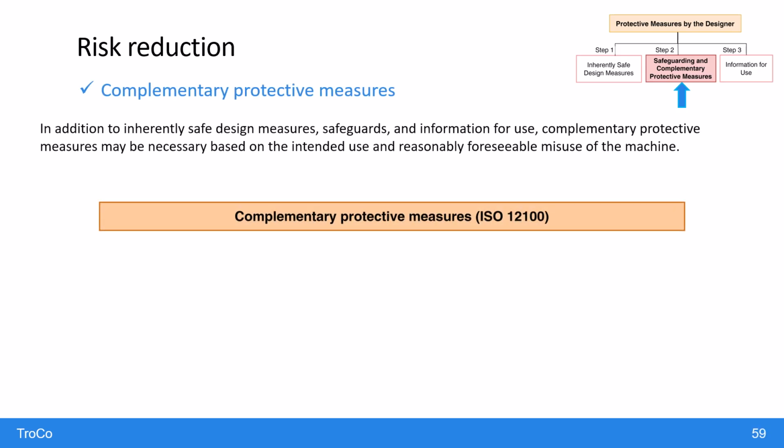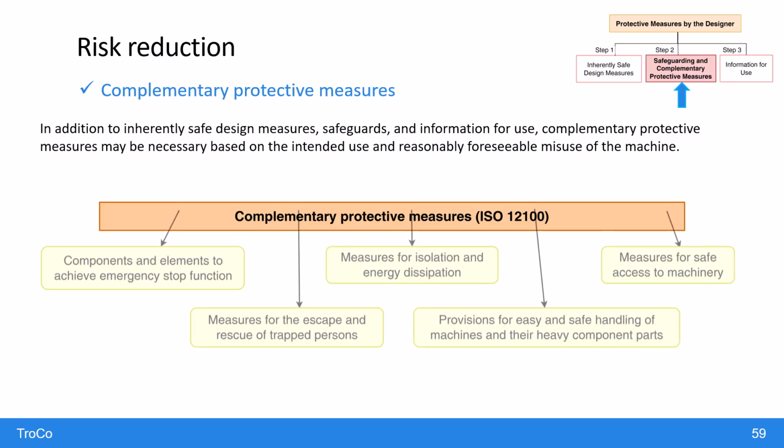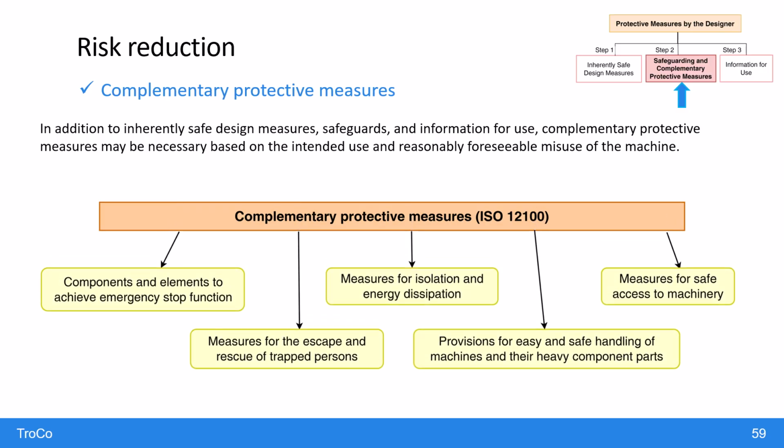In addition to inherently safe design measures, safeguards, and information for use, we may need complementary protective measures based on the intended use and reasonably foreseeable misuse of the machine. Examples include emergency stop components and functions, escape and rescue provisions for trapped persons, isolation and energy dissipation measures, safe handling of machines and heavy components, and safe access provisions to machinery.